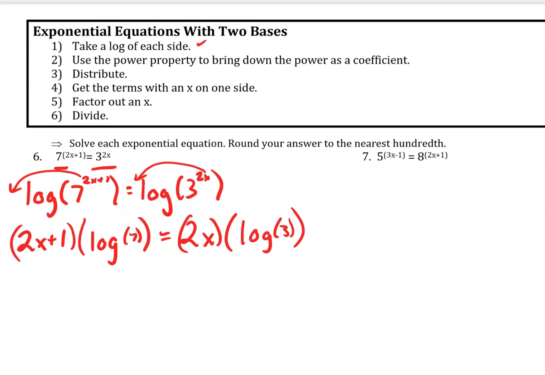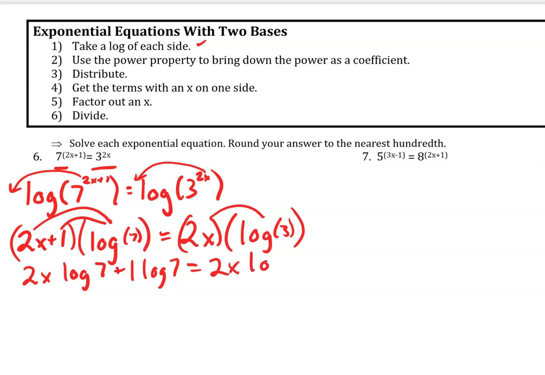Next, we're going to go ahead and distribute. So 2x times log 7 is 2x log 7. 1 times log 7 is plus 1 log 7, or just log 7, equals 2x times log 3.